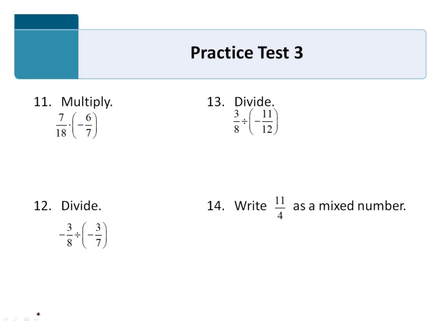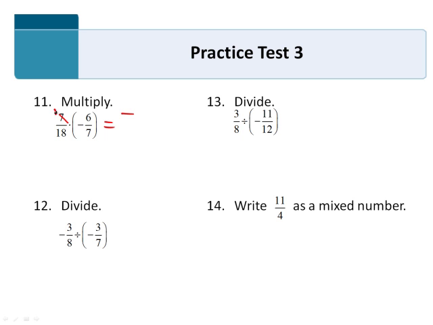All right, number 11, multiply. So remember, when you multiply, you don't have to have a common denominator. You just need to see about what the sign will be and if you can cancel. So a positive times a negative is going to give me a negative. Figure out that sign first. Now, I can definitely cancel the 7s.